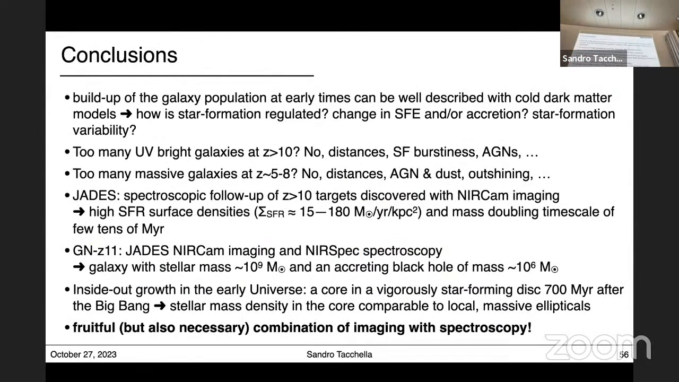Okay, so I think I have to wrap up. So I think that indeed we are probing now the very first galaxies with JWST. I think that there is not yet very strong evidence for breaking lambda CDM. There are, of course, a lot of interesting questions related to how these first galaxies regulate their star formation, how variable the star formation is, and we can come up with quite simple baryonic or observational explanations, whether we have too many UV bright galaxies or too many massive galaxies. But overall, I think it's important, fruitful, but also necessary to combine both imaging and spectroscopy.